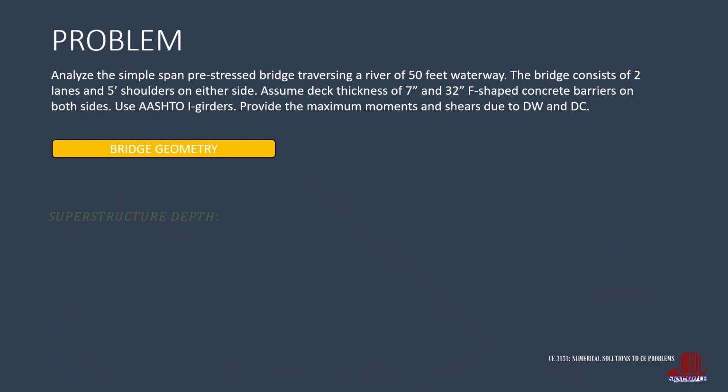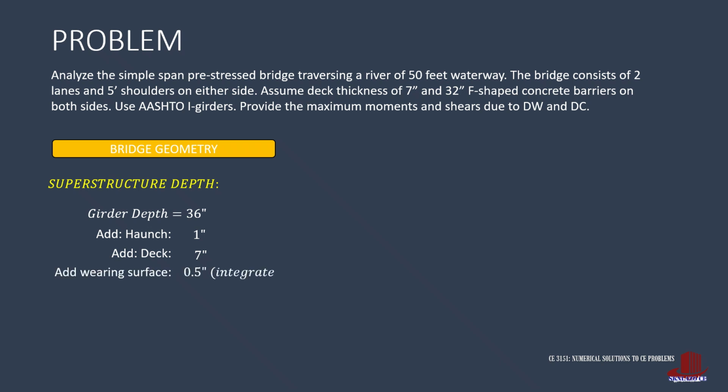To summarize the superstructure's depth, the girder is 36 inches. Add 1 inch haunch and 7 inches deck. Then, the integrated wearing surface is half an inch, and the future wearing surface is 2.5 inches. The superstructure's depth is then 47 inches.